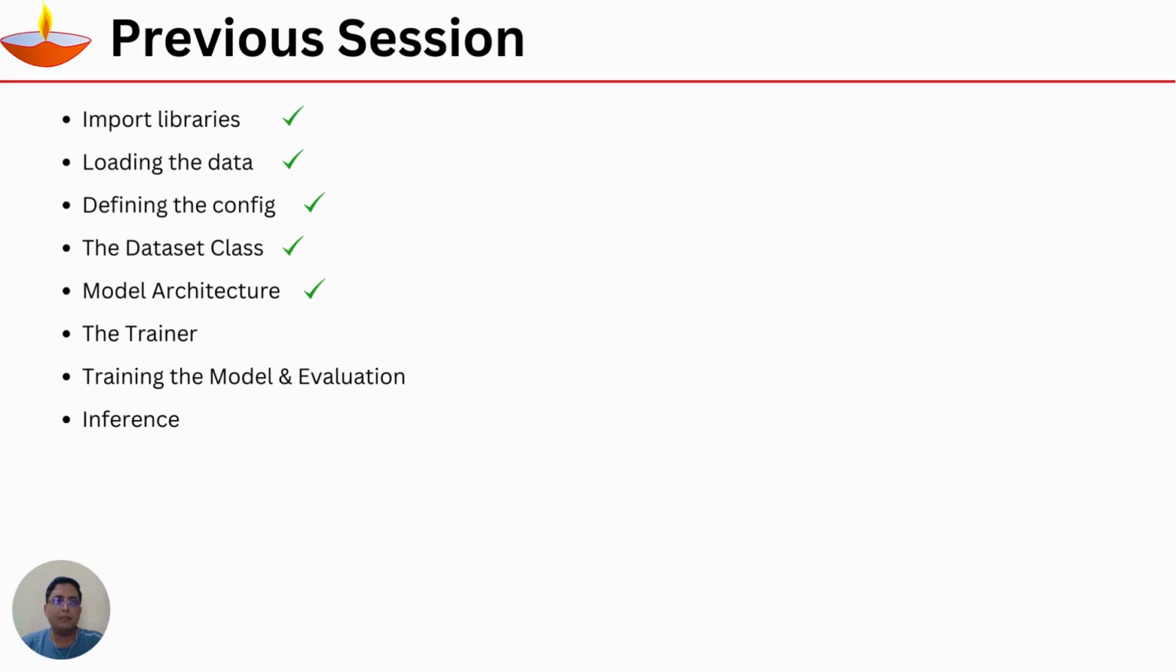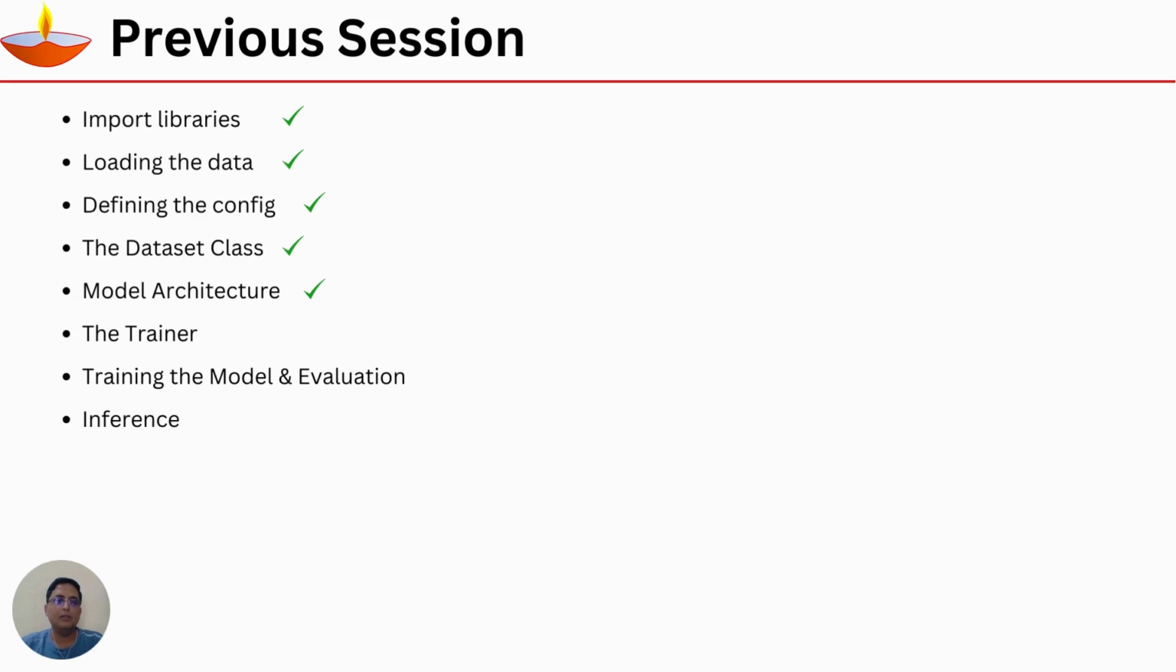Quick recap of the previous session. We started by understanding one of Kaggle's competitions, which is Feedback Prize, the English language learning competition. We started by doing some very basic stuff involved in building the deep learning model. So we essentially imported the libraries, then we loaded the data, we defined the config, we also created the dataset class, and then we created the model architecture.